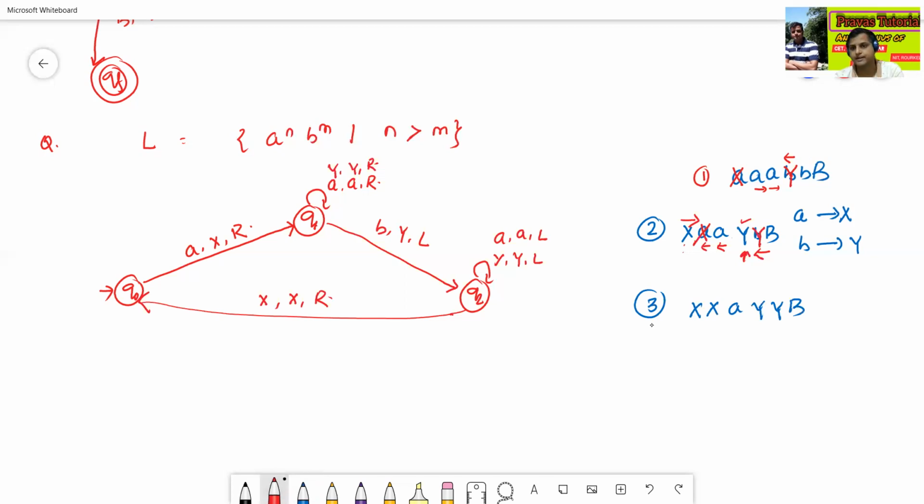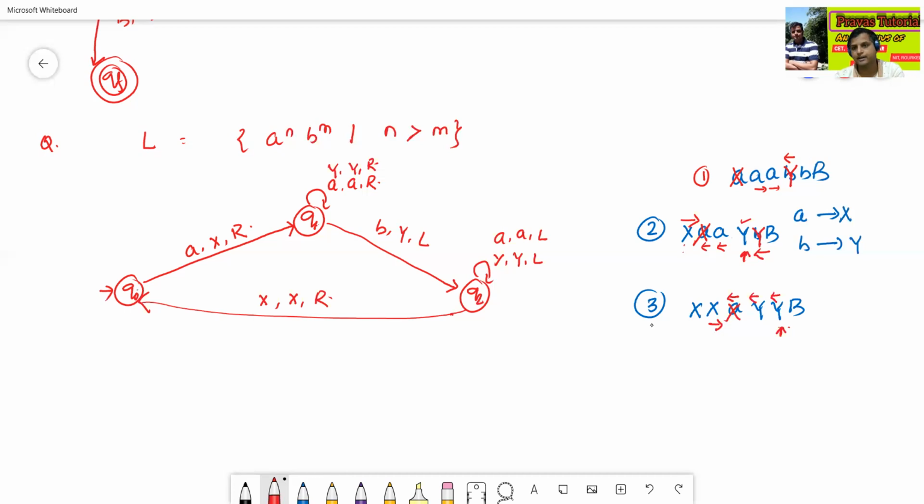Okay. So my pointer is here. Q2 reads y, skip, reads y, skip, reads a, skip. Okay. So Q2 reads x. When Q2 reads x, move towards right, write as X and move towards right, then Q0. Q0 reads A, write as X and goes to Q1.